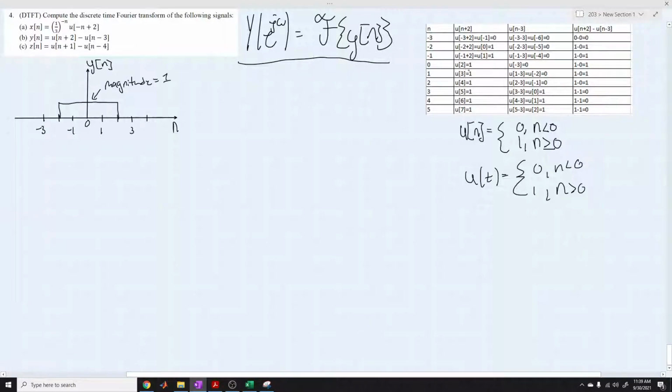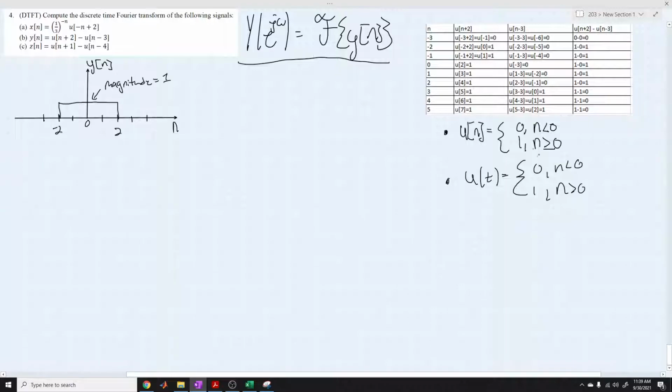Now, I defined y of n. I drew a picture of y of n. Actually, let me do this. This is -2, and here's 2. And this is what it looks like. It's a pulse with a width of 4, and it starts at n equals -2 and ends at n equals 2.